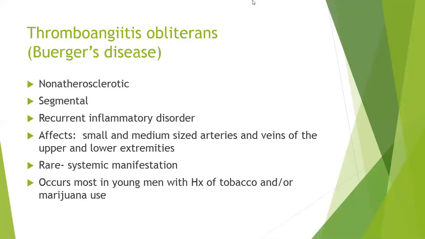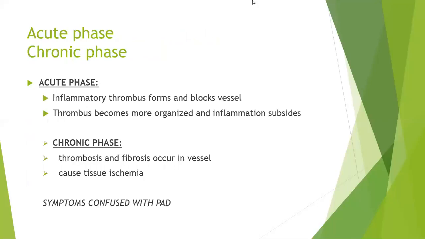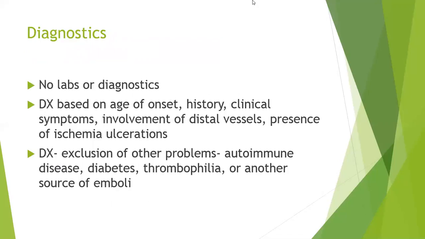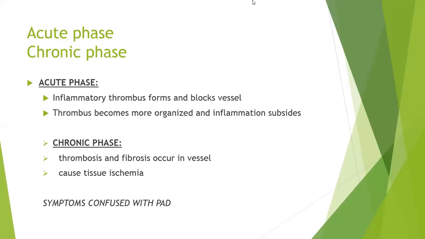The thrombus becomes more organized and inflammation subsides. In the chronic phase, thrombosis and fibrosis occur in the vessel, causing tissue ischemia. The symptoms are similar to peripheral artery disease: claudication of feet, hands, and arms, resting pain and ulcerations develop, color changes, temperature changes of the limbs, paresthesia, superficial vein thrombosis, and cold sensitivity.